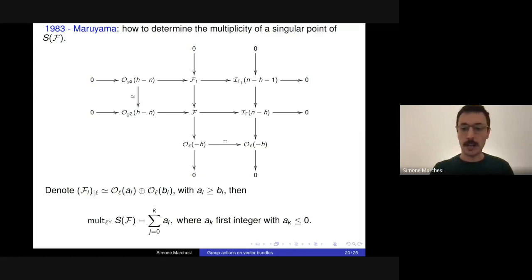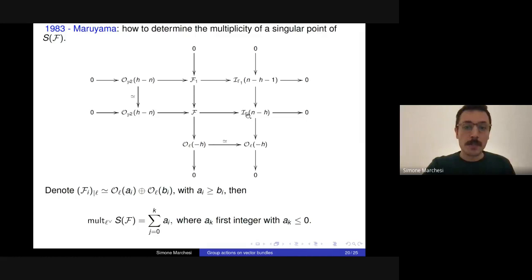And the multiplicity of the sheaf on this point that you've taken is actually given by the sum of the whole sequence of integers a_i that you found during the iterative elementary transformations. Perfect. So basically, how do you find that O(-H) ⊕ O(H) in this horizontal middle short exact sequence?